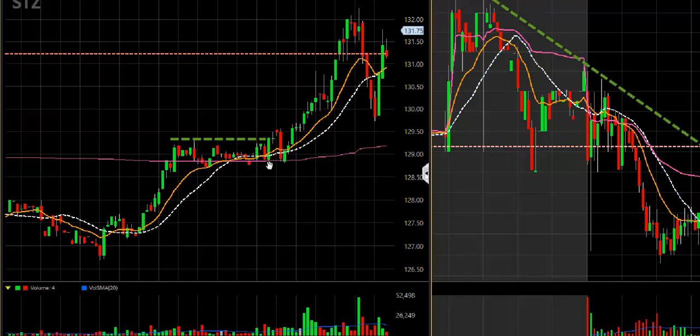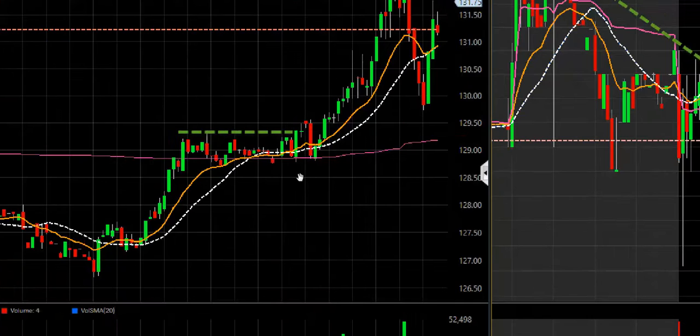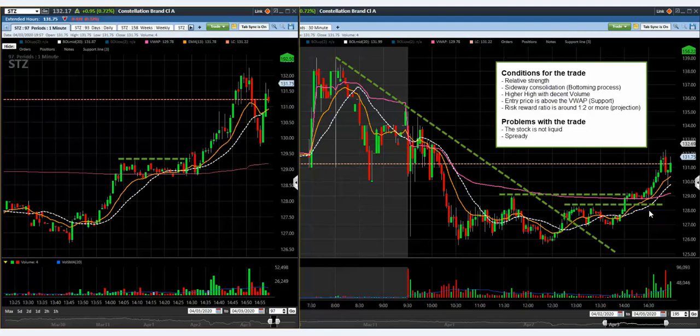And then the stop loss depends on your taste. Usually this is the stop loss, right here, the low of this range. Some people put it below the 20-day moving average or below this secondary support here. So how you're going to trade is up to you.